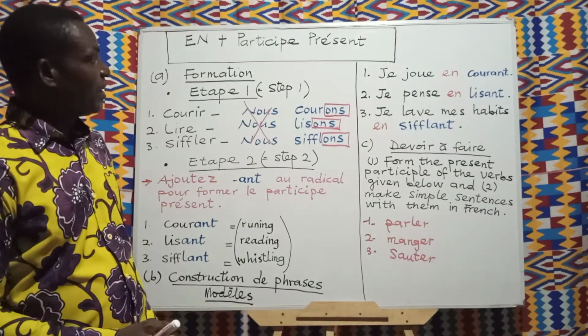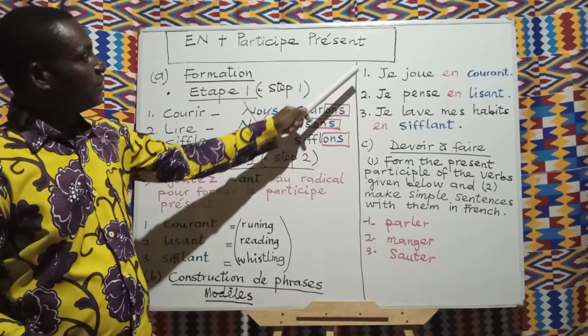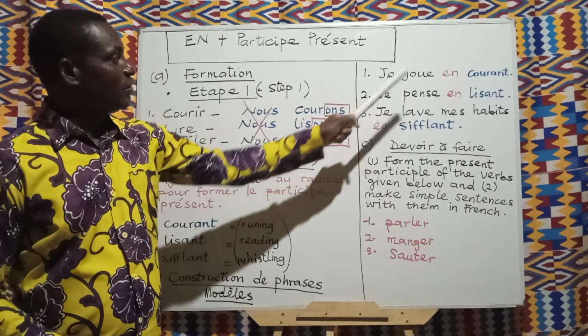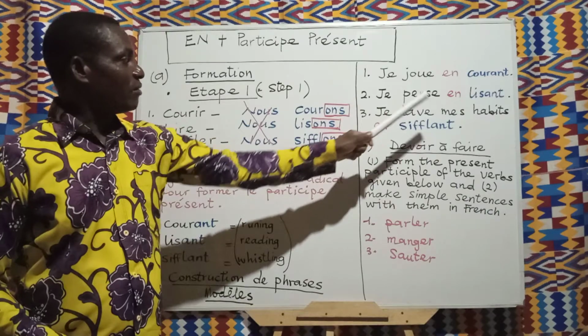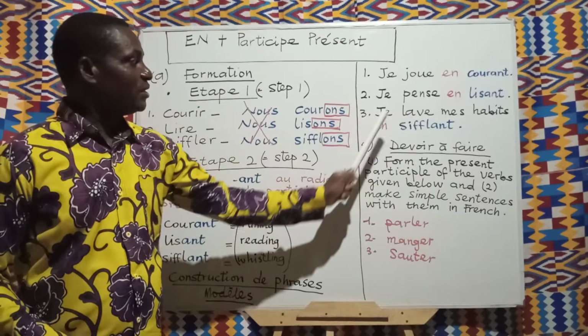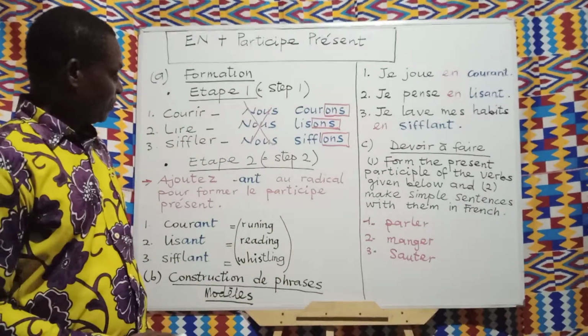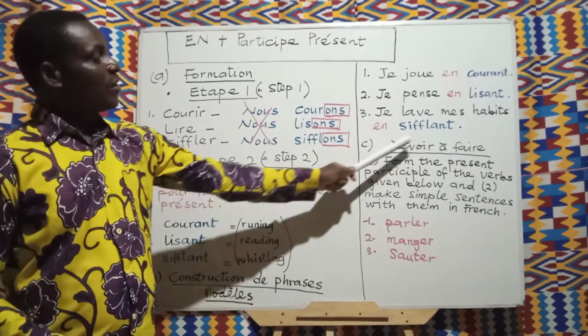Let me go over my 3 sentences. Je joue en courant. Je pense en lisant. Je lave mes habits en sifflant. Good. Now, devoir à faire.